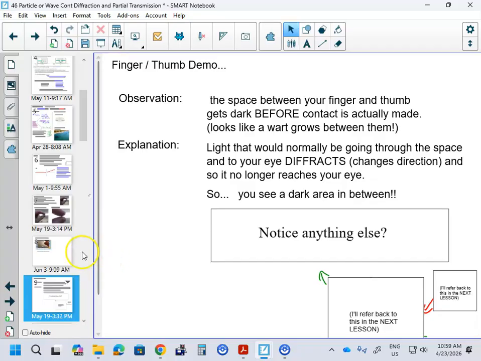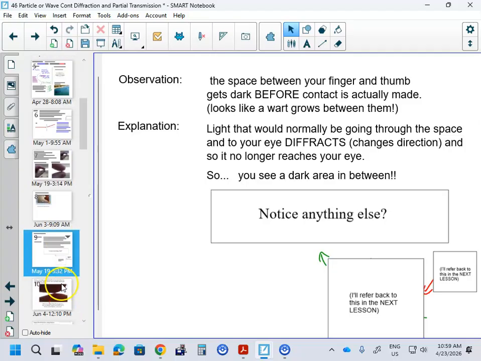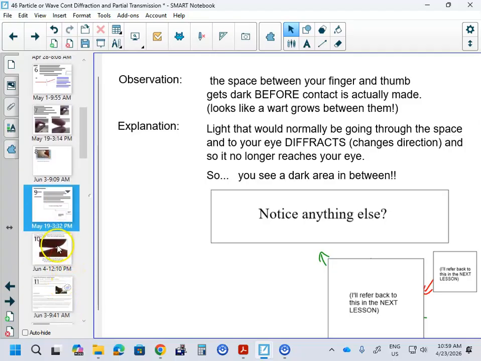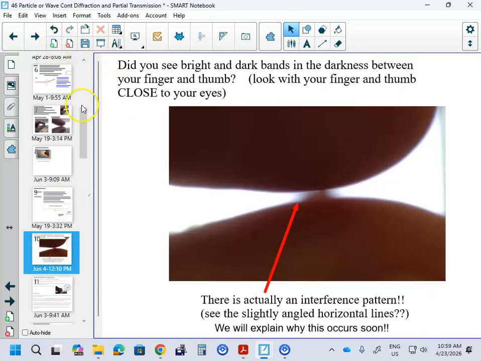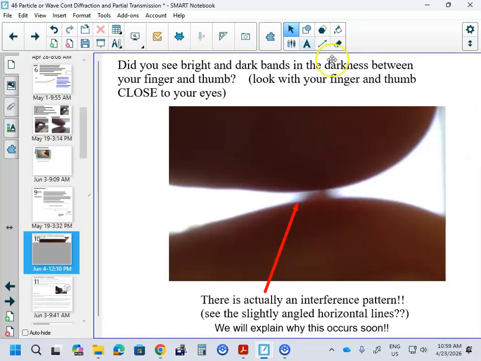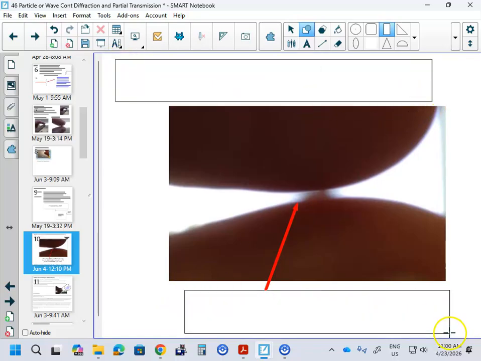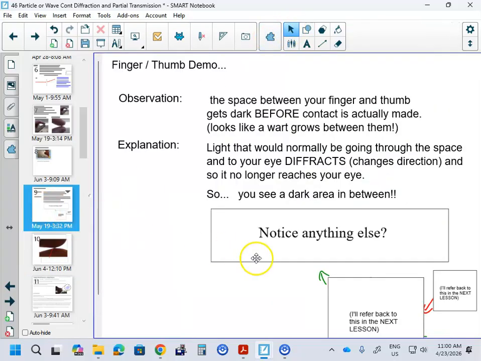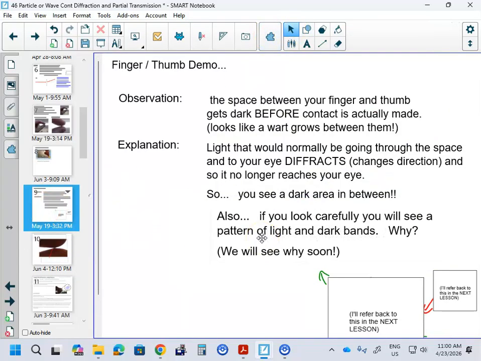Do you notice anything else? Go and look at it again. Look super carefully at it. Notice anything else? Be a critical thinker, right? So I wanted to actually change my lesson to be like this. Here's the close-up image. Do you see anything there? If you look carefully at it, you should see a little pattern of light and dark bands.